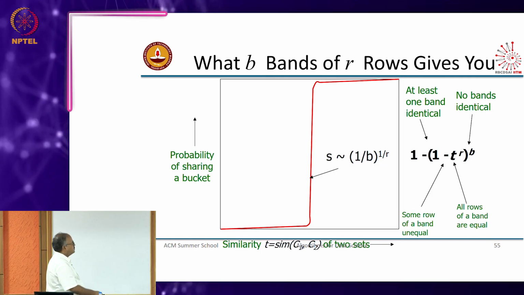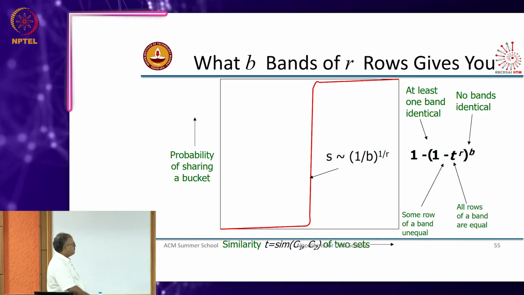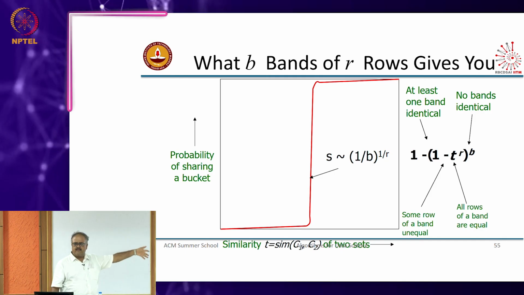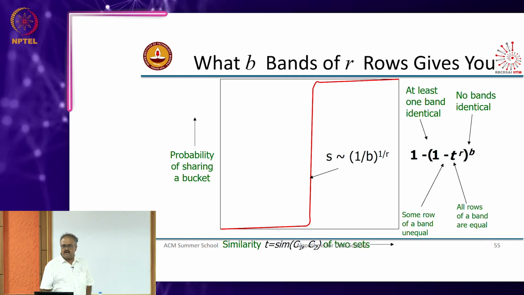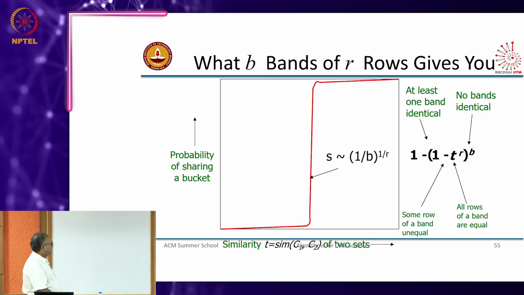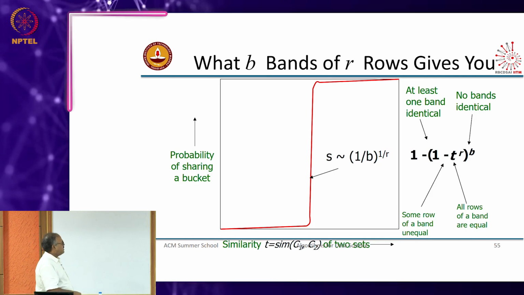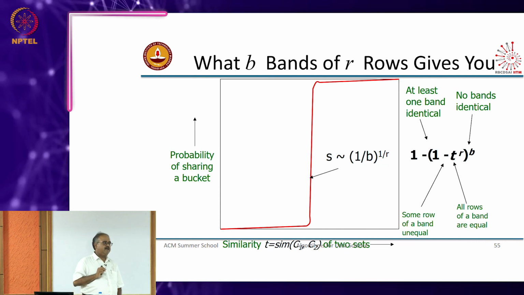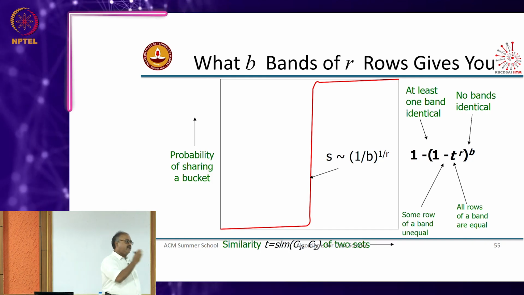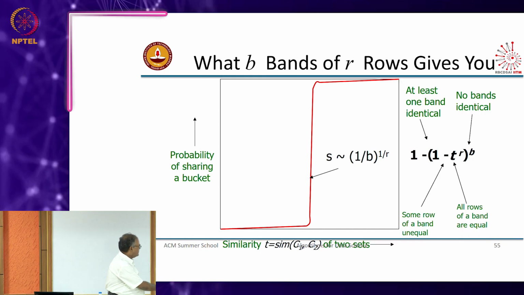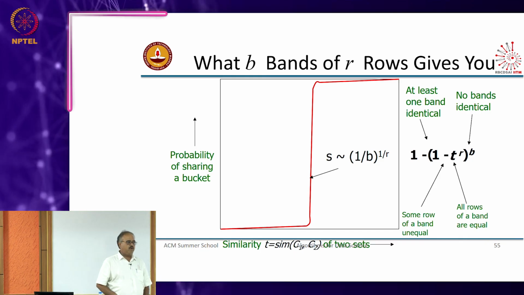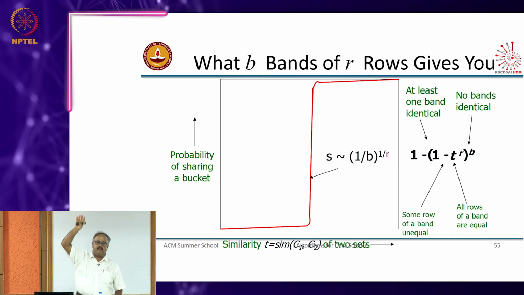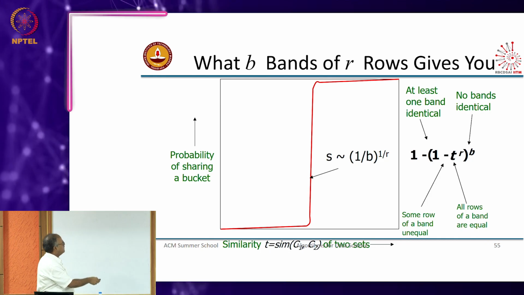So we have plotted 1 minus (1 minus T power R) power B as T increases for a fixed B. I think this was B and R of 20 and 5. For a fixed B and R, we get this, and you can solve for the point where 1 minus (1 minus T power R) power B is equal to T. For all similarities below that T, the probability is likely to be very low. All similarities above it are likely to be increased significantly.